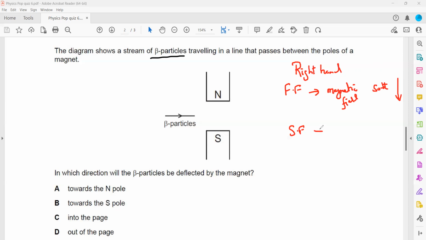Your second finger represents the direction of the particle's motion. The particle is moving towards the right hand side. So your index finger is pointing down and your second finger is pointing towards the right. If you check where your thumb is pointing, you will find it is pointing towards you, out of the screen, or we can also say out of the page. That's why option D is the right answer.